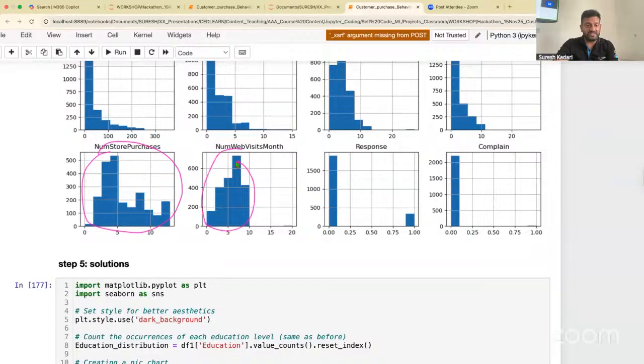Number of web visits per month, less. Okay, I don't know why. Okay, yeah, actually both are almost the same. There is an outlier. Visually it looks different, but actually it's the same. You see the scale, 0 to 10 or 0 to 15. Here 0 to 10. Actually the average is more online. Because of the outlier, the scale increased and it looks like almost 50-50.